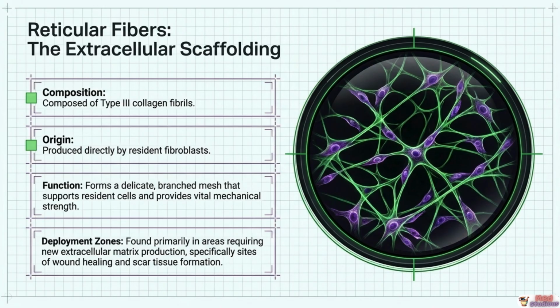While they are present throughout loose connective tissue, reticular fibers are heavily deployed in specific zones. You will find them primarily in areas that require rapid, new extracellular matrix production. Because of their thin, branched nature, they are the first responders of tissue scaffolding, laid down specifically at sites of active wound healing and early scar tissue formation. Over time, in a healing wound, these delicate reticular fibers are often replaced by thicker, stronger type 1 collagen, but they remain the essential first step in rebuilding a damaged architectural matrix.